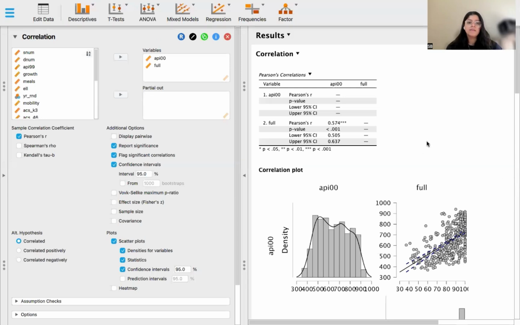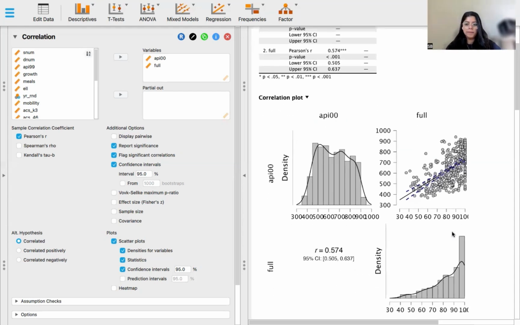In the first question, we start by exploring whether the percentage of fully credentialed teachers in a school has any impact on students' academic performance. So here we first calculated the Pearson correlation coefficient between API 00 and full, where we can see that our R is 0.574 and the p-value is less than 0.001, and the lower 95% confidence interval is 0.505, and the upper 95% is 0.637. So this tells us that there is a moderate, statistically significant positive correlation. That means as the percentage of fully credentialed teachers increases, the students' academic performance also increases.